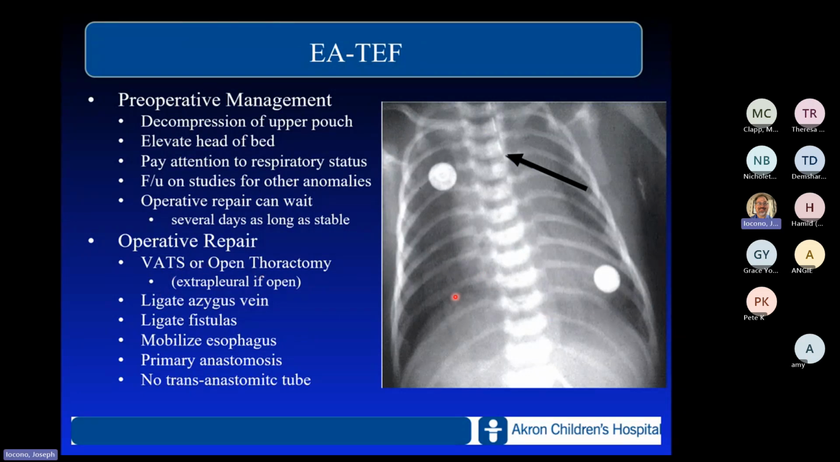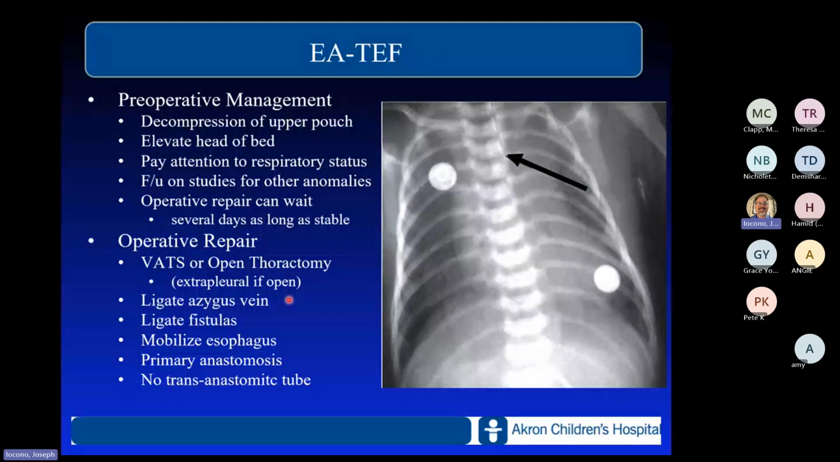The repair is to ligate the fistula and do a primary anastomosis if you can. Now, more and more, a lot of people are doing them video-assisted, with VATS. You can still do them open. It is not wrong. But if you read most of the papers, they'll be doing a VATS.